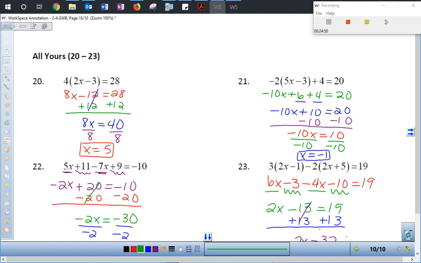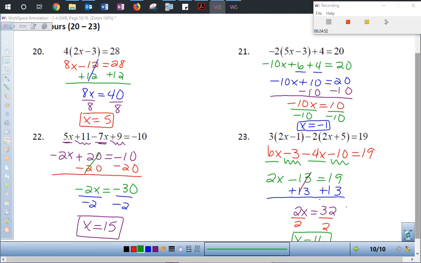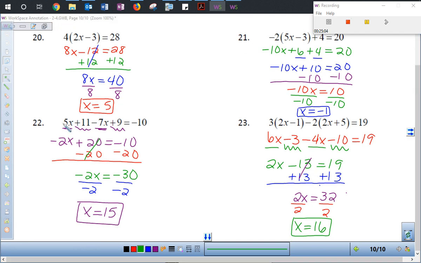Okay, so on number 20, we needed to distribute and solve, and we got x equals 5. Number 21, we had to distribute and then combine like terms before we could solve, and we got x equals -1. On 22, we needed to combine like terms and got x equals 15. And on number 23, we distributed twice before we combined like terms, and we got x equals 16. Be careful on that second distribution. We're distributing a -2 instead of a +2.